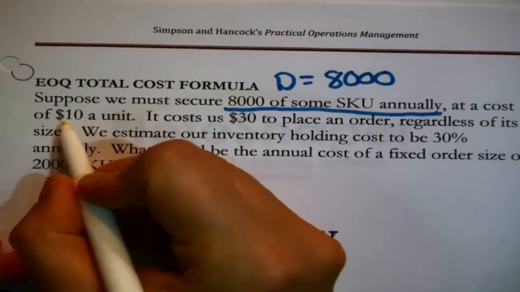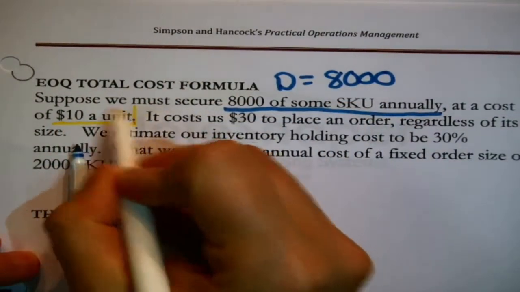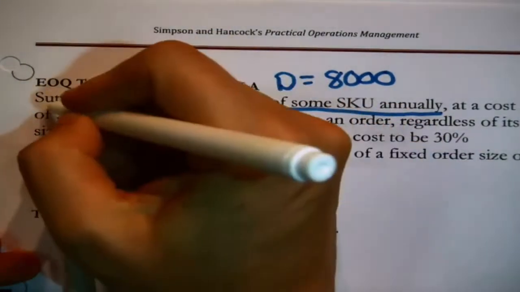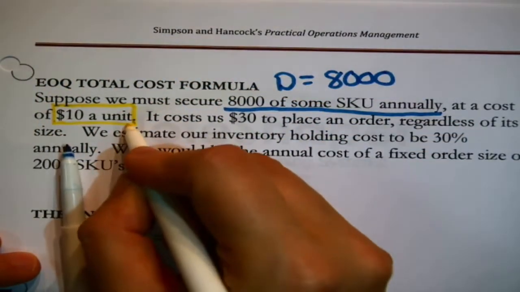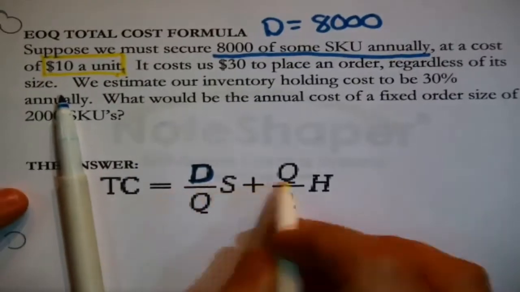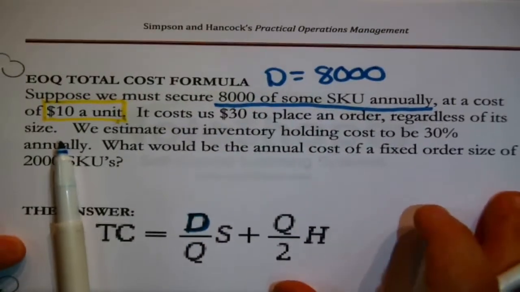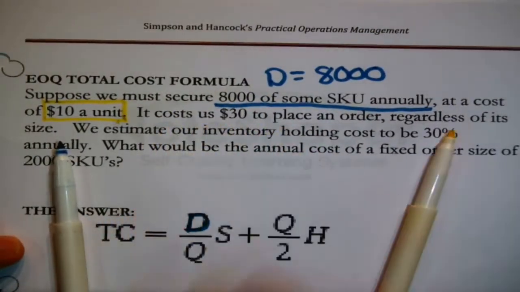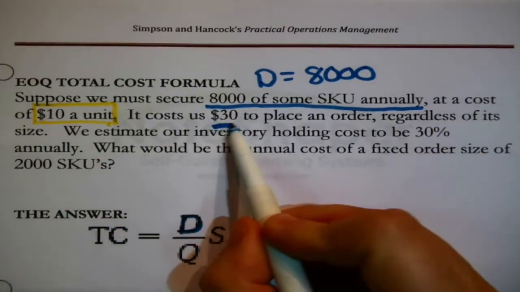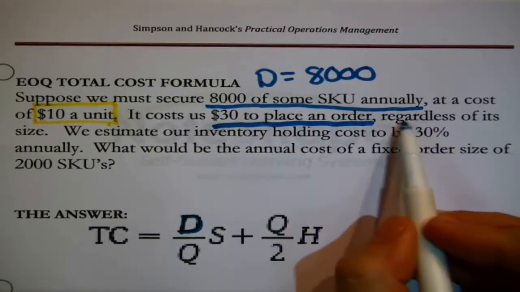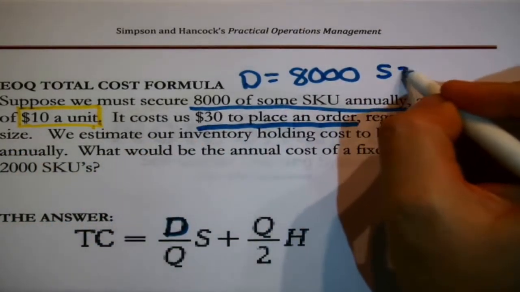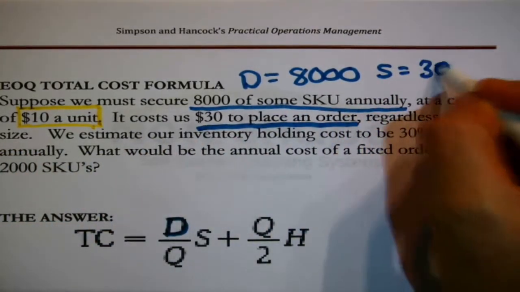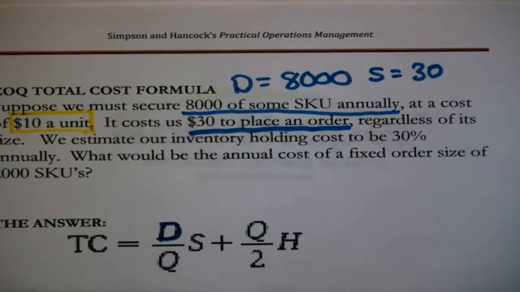We've got to secure some SKU, stock keeping unit, some certain item, 8,000 a year, and they cost us $10 each. I am interested in that piece of information, but it doesn't go down here in any particular place. It costs us $30 to place an order. Now that I recognize right away, especially since it says regardless of its size. That is capital S, the fixed cost associated with an order.